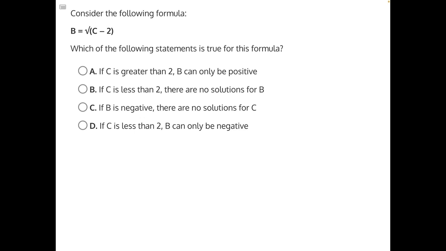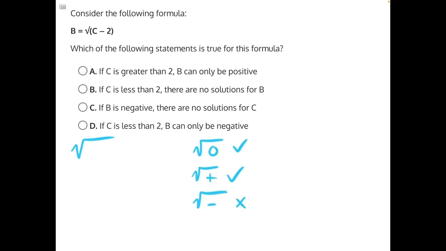Consider the following formula. Which of the following statements is true for this formula? To solve this question, let's consider everything we know about the square root. The square root of 0 is a real and defined solution. The square root of a positive number is a real and defined solution, but the square root of a negative number is undefined and not a possible solution.